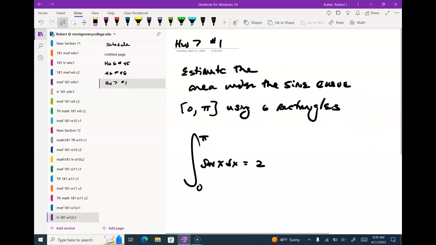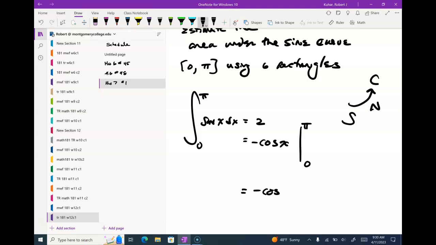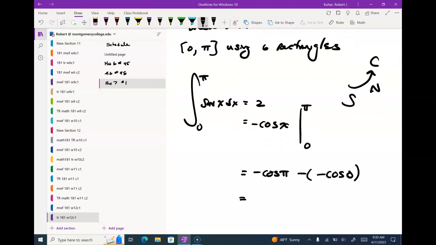And we remember how to do that, right? What's the antiderivative of sine x? Negative cos x. And we're evaluating at pi, evaluating at 0, and subtracting them, right? So I get cos of pi is -1, and cos of 0 is 1. So there's my value of 2.